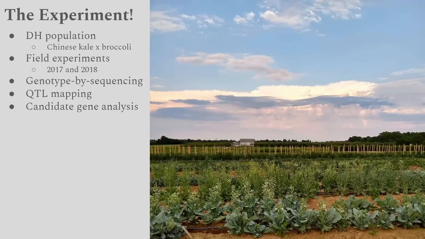So finally, to the experiment. We were able to use this really wonderful mapping population that was made from a cross between a Chinese kale and a broccoli. The broccoli makes a head of broccoli, the Chinese kale does not, and the offspring segregate for the degree of headingness as well as a lot of other really cool horticultural quality traits.